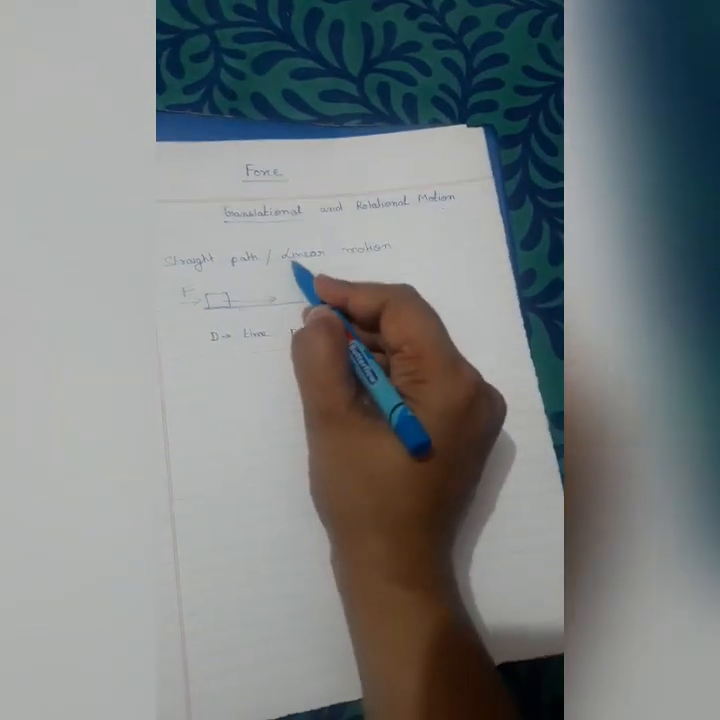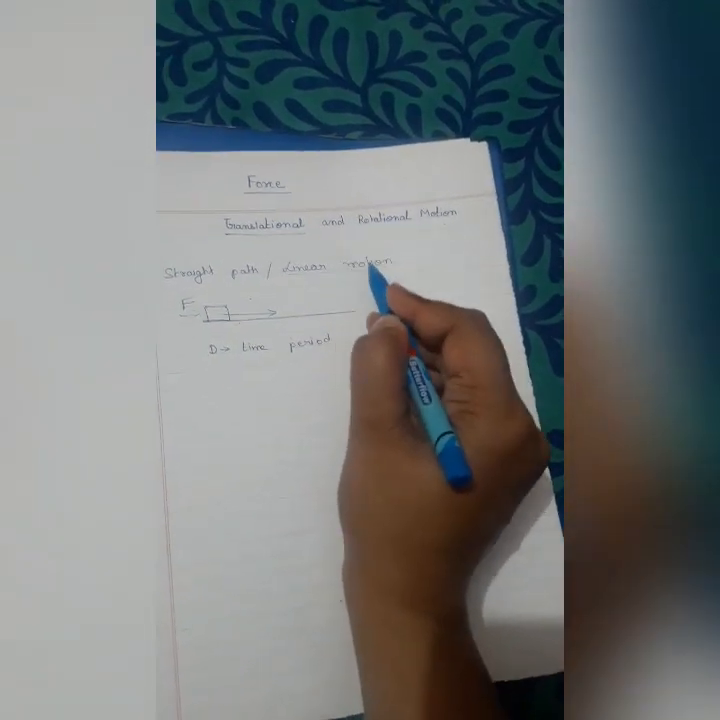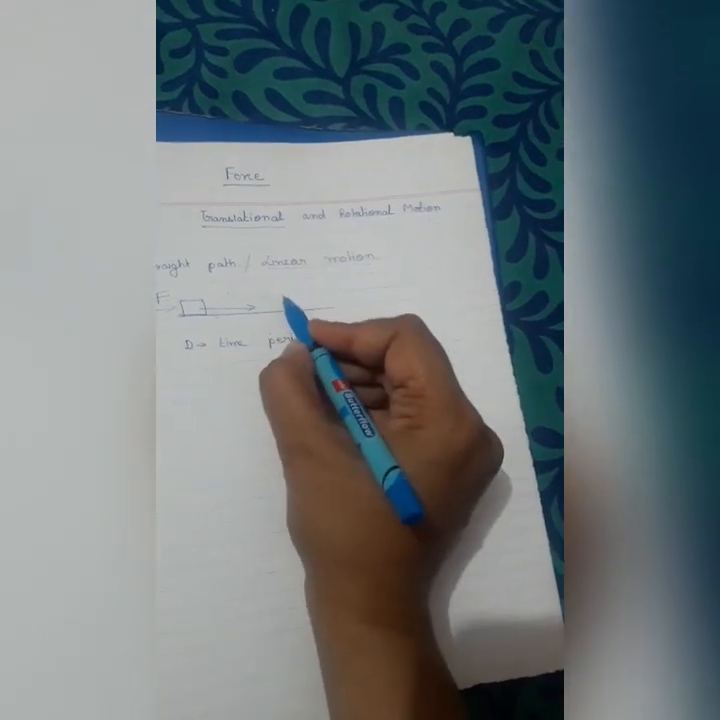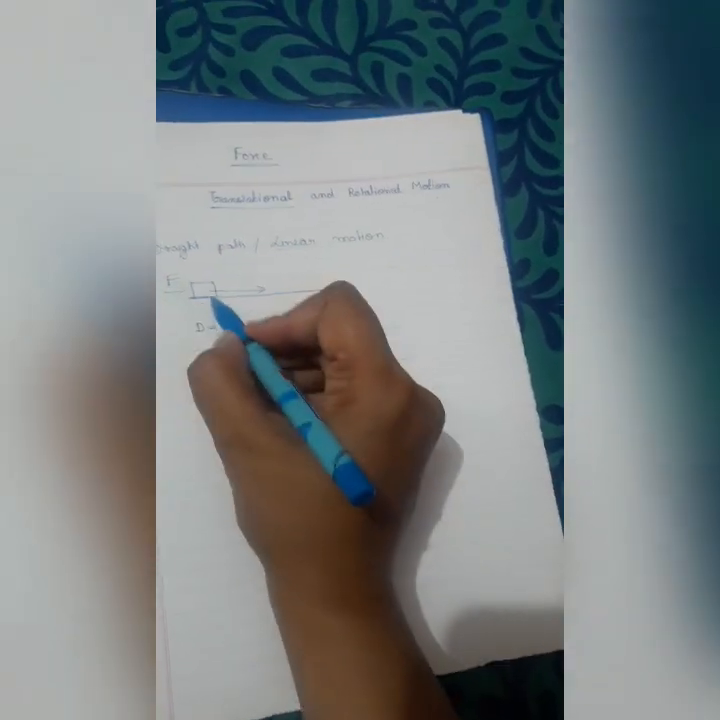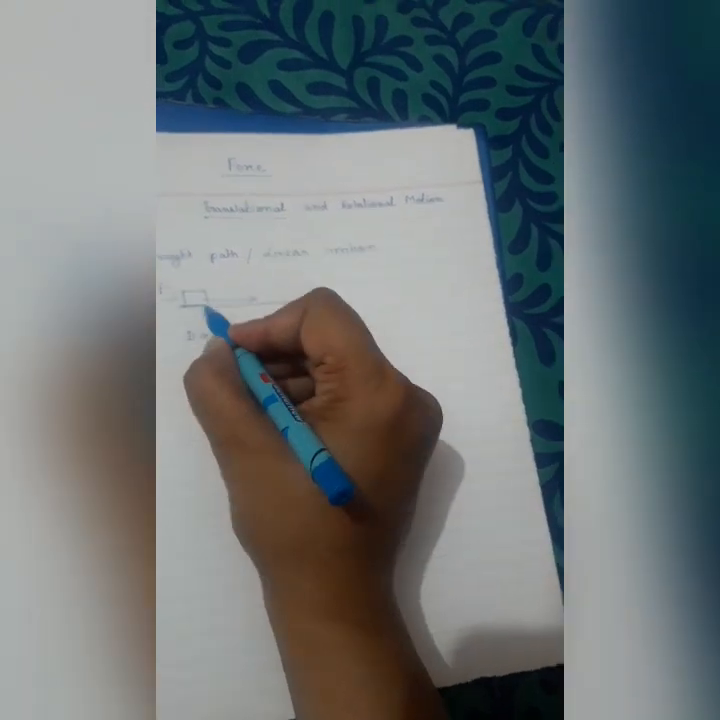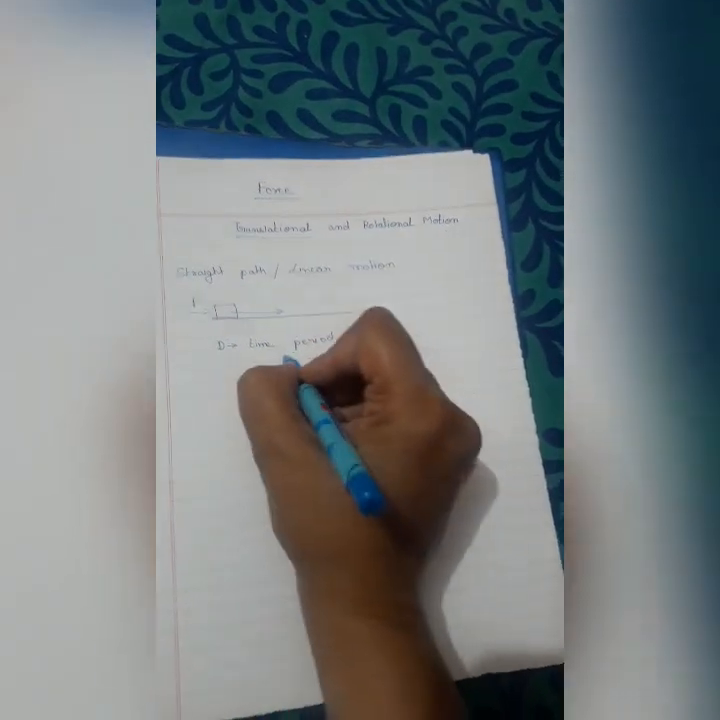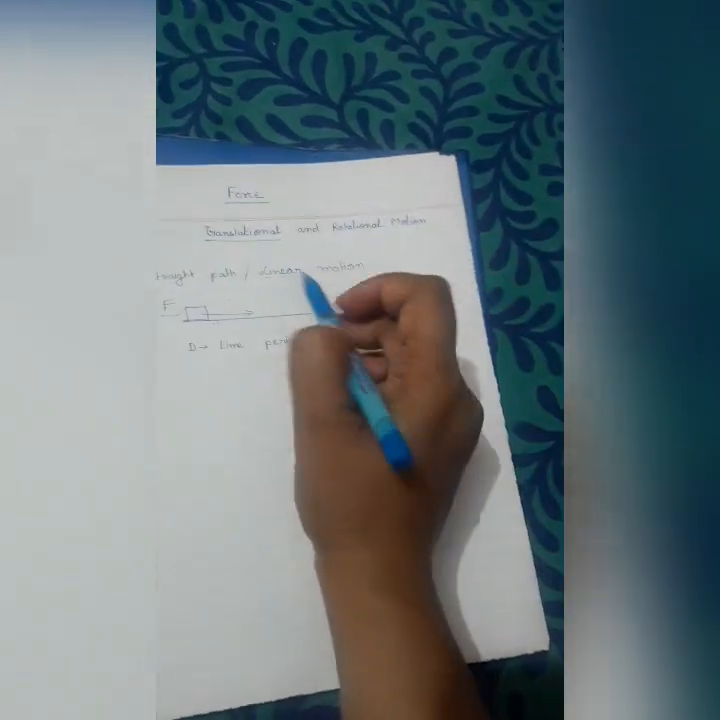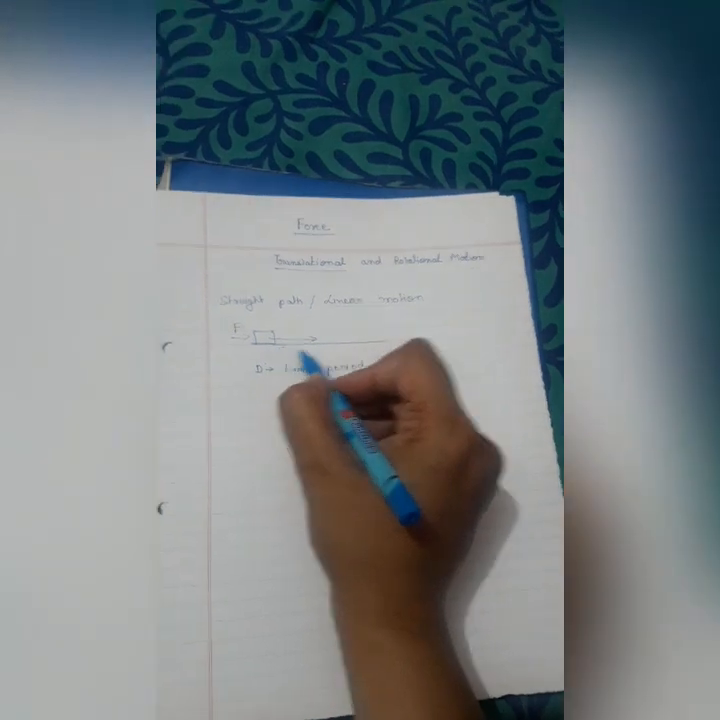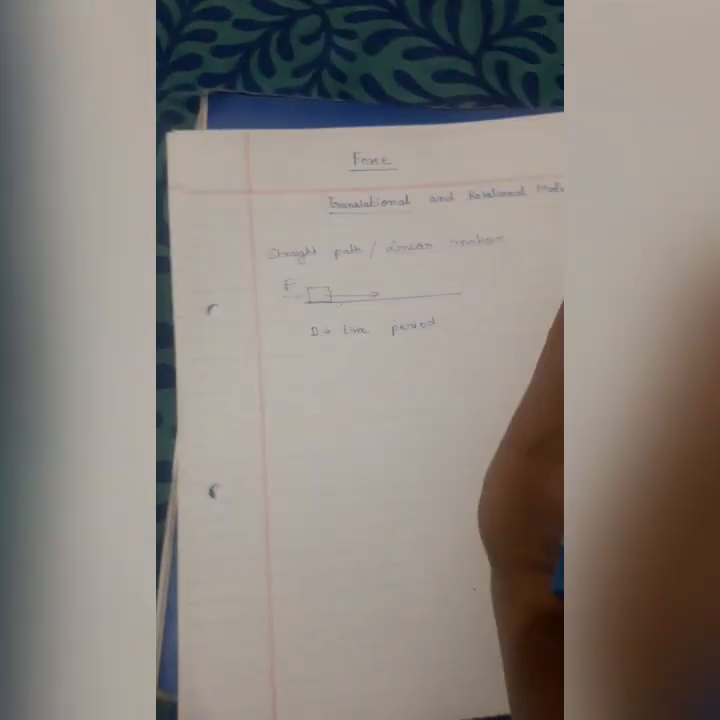This is called linear motion, and the examples are that we are pushing a ball lying on a floor, or any object lying on a floor, and the body begins to move, right? So all the particles of the body will cover equal distance in equal time period. This is the example of linear motion, objects moving in a straight path or along a linear path, right? I think it's clear.